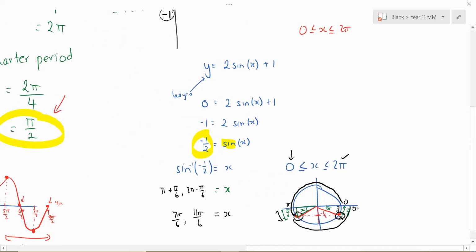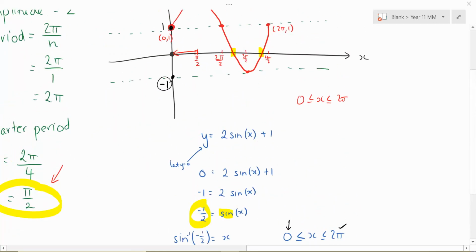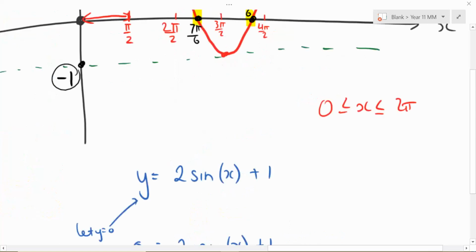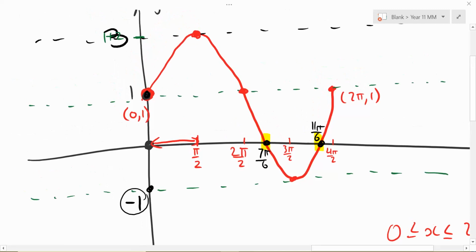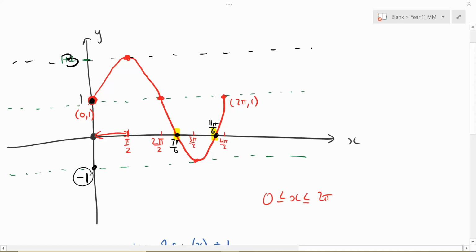So that's my 2 x-intercepts there. We can say that going back here, this is 7 pi on 6. And we know that this is 11 pi on 6. There you go. And that I've labeled my coordinates. I've got the x-axis intercepts. I happen to have my y-intercept. I have the maximum, minimums, and the endpoints. So that's my graph there.